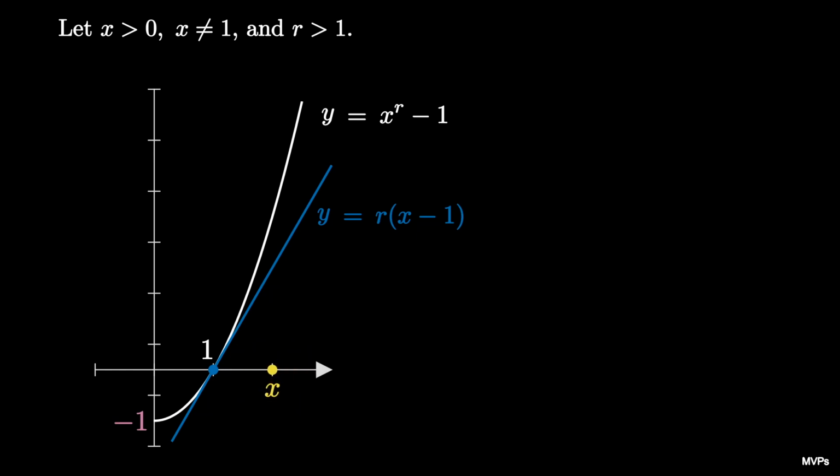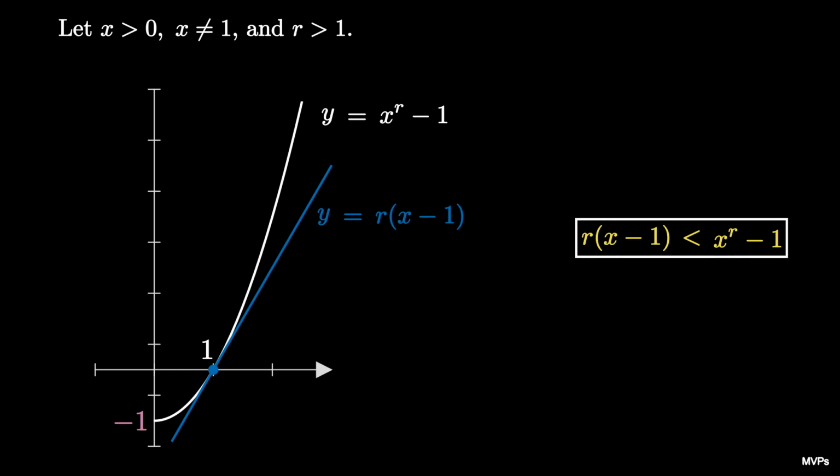Now if we take any x value other than 1, we see that plugging the x value into the tangent line results in r times (x - 1), which is less than plugging x into the function, resulting in the quantity x^r - 1. Notice that this works for x less than 1 too. The fact that x^r - 1 is concave up and increasing means that the curve lies completely above the tangent line. Therefore, we have proved Bernoulli's inequality using differential calculus.